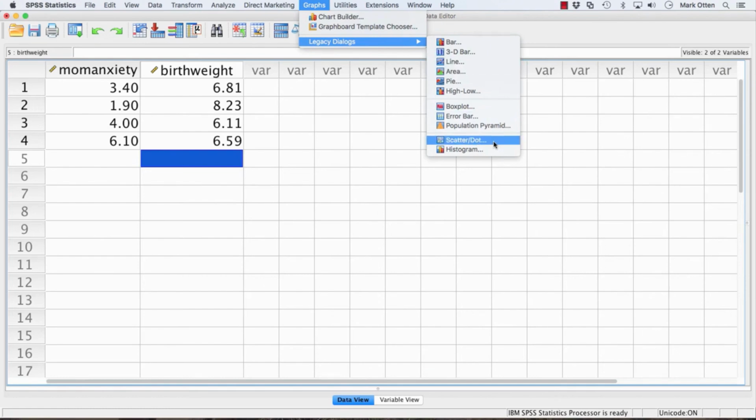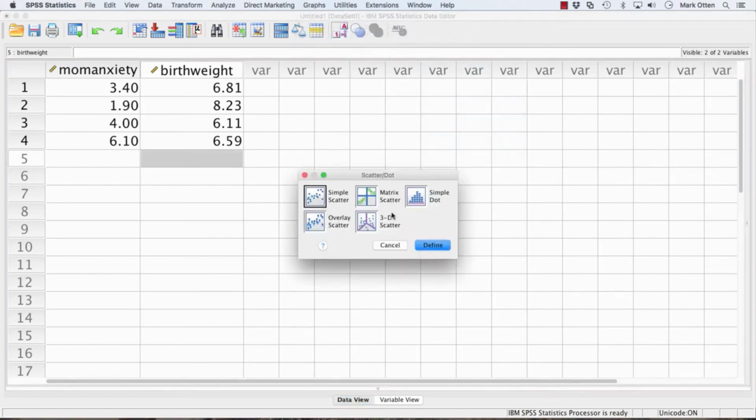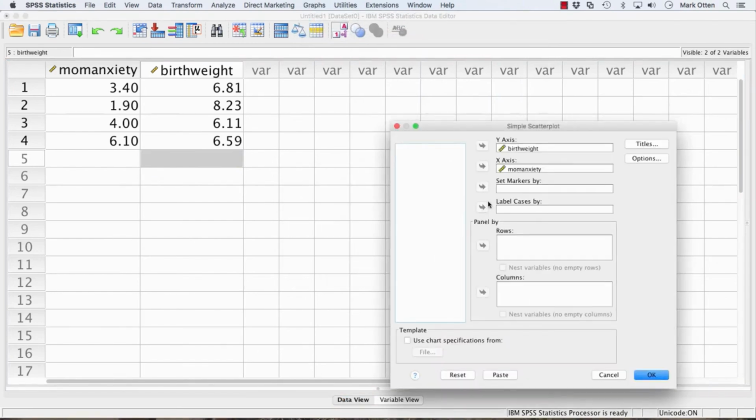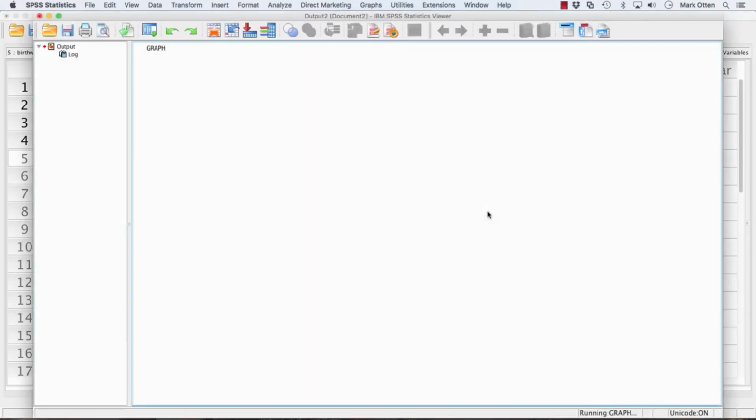So I'm going to go to where I went before, which is Graphs, Legacy Dialogs, and then Scatter/Dot. It's a very strange collection of labels. All right, anyway, you can keep Simple Scatter as the default choice there, and I've already moved these over so you can see what I've done. You can move mom's anxiety over to X, birth weight over to Y. Again, it doesn't really matter which you put where, but you should probably try to keep it consistent from the scatter plot you got when you did the correlation before, so it looks the same. So I'm going to go ahead and click OK, and we'll get our scatter plot again.